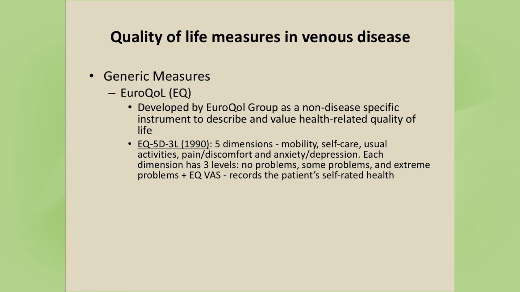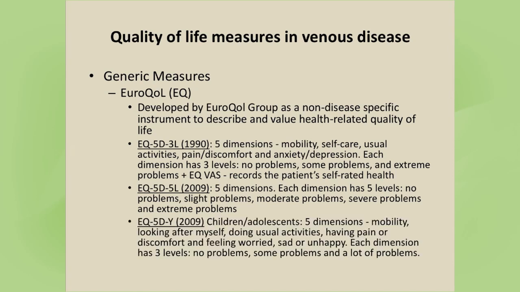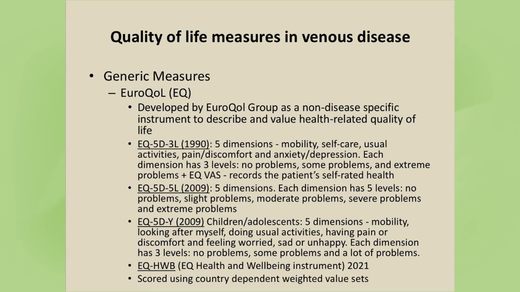Now, this instrument also has a visual analog scale that records the patient's self-related health. The more recent version is the EQ5D5L, where the number of levels was expanded to 5, and so it goes from no, slight, moderate, severe to extreme problems. It also has the VAS instrument. A pediatric version has been introduced at the same time, and more recently they're working on a health and well-being instrument. Scoring is actually done using country-dependent weighted value sets.